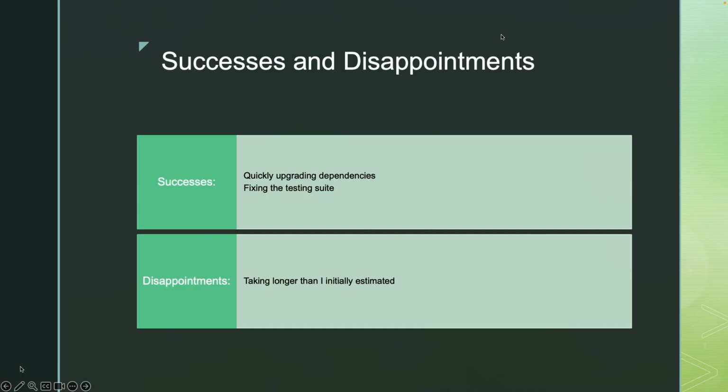Moving on to successes and disappointments, I think the two successes I had were making those two PRs pretty quickly, for upgrading the dependencies and fixing the testing suite. I kind of got lucky with a couple of those, from prior experience and being pretty aware of how the JavaScript ecosystem works and how it breaks. The only disappointment I had is moving from Angular 1.5.2 to Angular 17. It takes a long time.